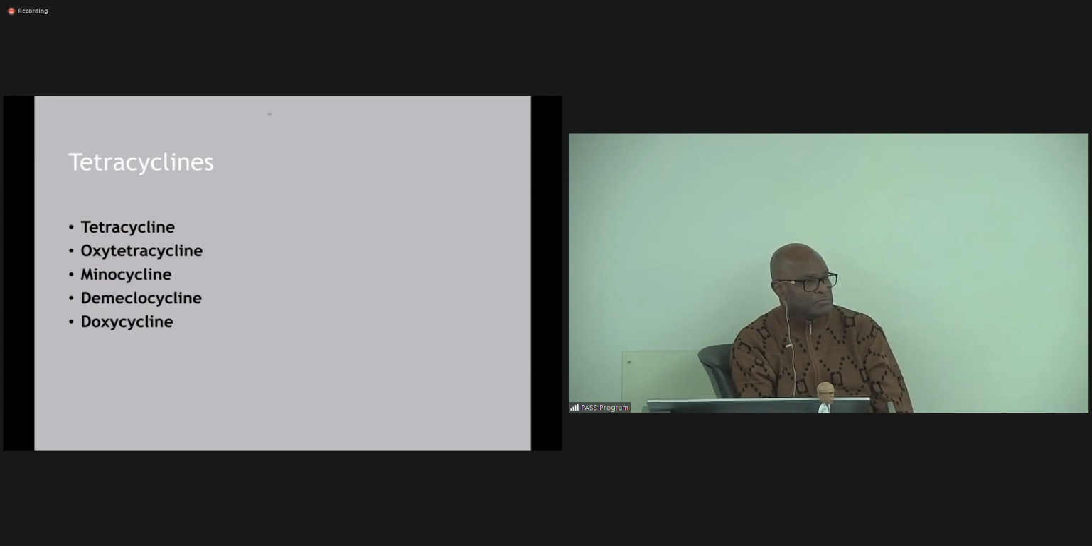Demeclocycline blocks ADH receptors. Remember nephrogenic DI? What's the number one drug that does that, Lawrence? Lithium. But now you know there's a tetracycline as well.